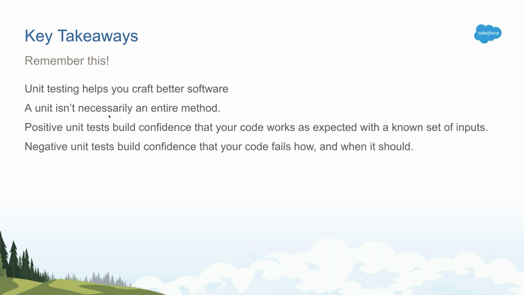A unit is not exactly a method. It doesn't necessarily mean it's an entire method. It could be. Oftentimes, if you're testing a constructor, you test the whole thing. And then the positive unit tests build confidence that your code works as expected with a known set of inputs, and the negative unit tests build confidence that your code fails how and when it should, as you expect it to. So we've got a few more minutes for questions and answers.